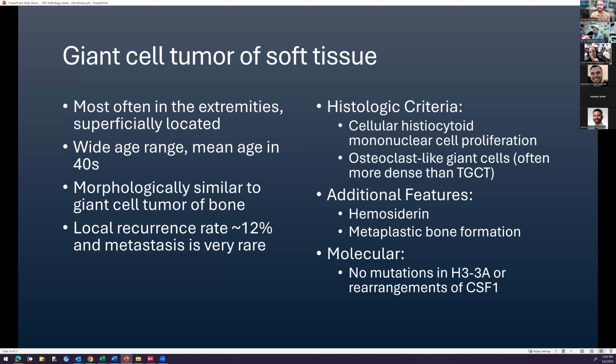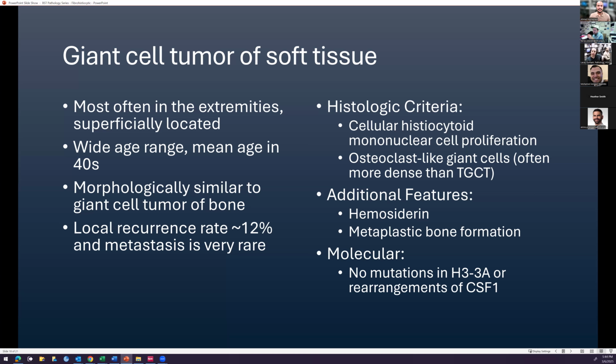The important thing to note is that these things don't have, as Heather said, the mutations in H3F3A, right? And they also don't have rearrangements of CSF1. It's not clear if they have any relevant recurrent genetics, to be honest. So that helps distinguish between these two if the question is there. Cool. All right, any questions?